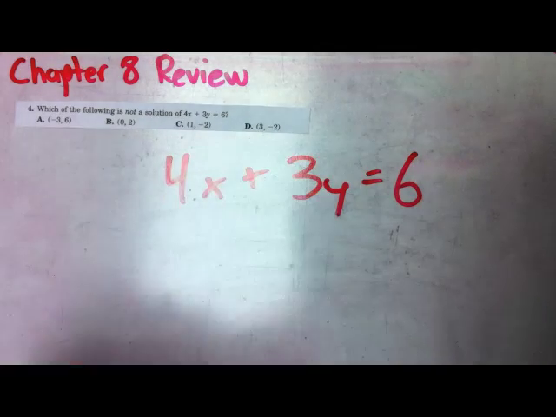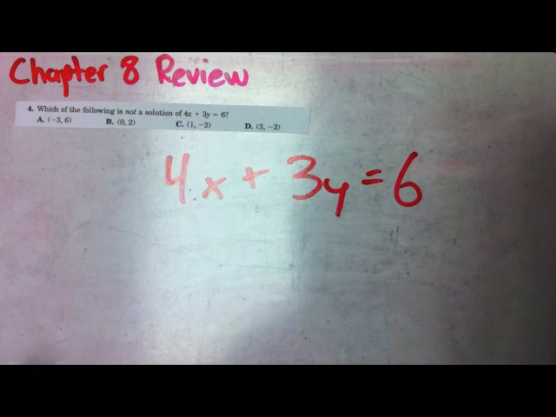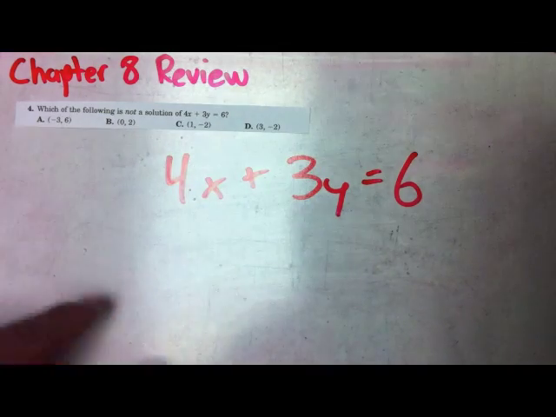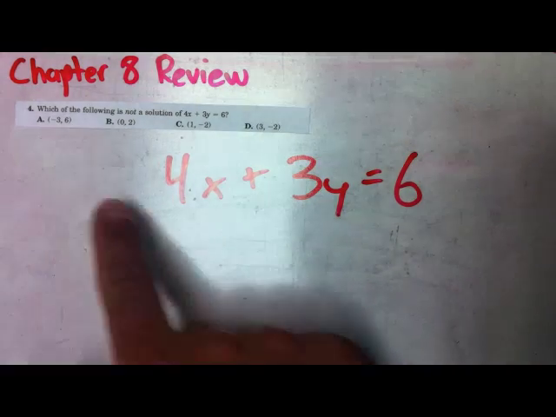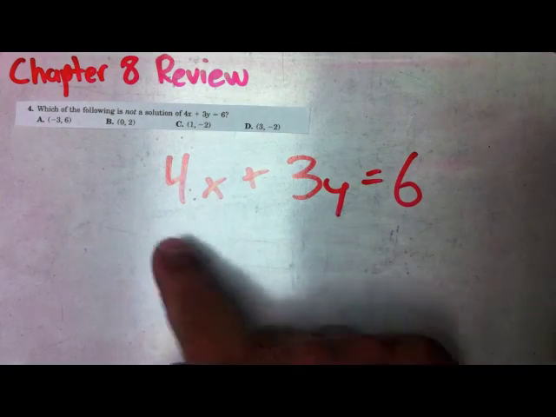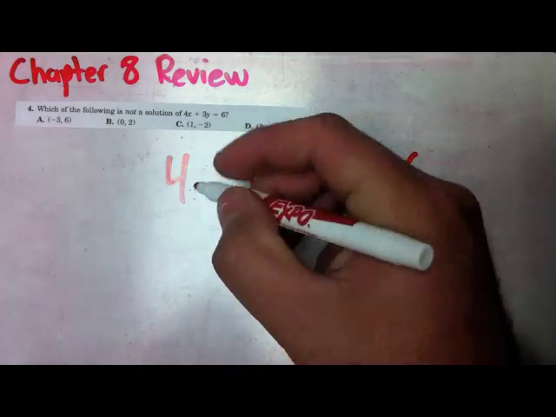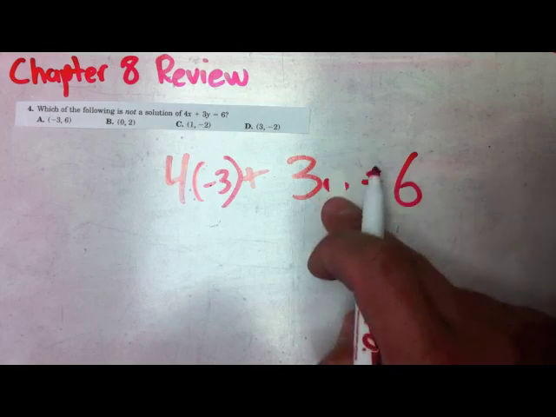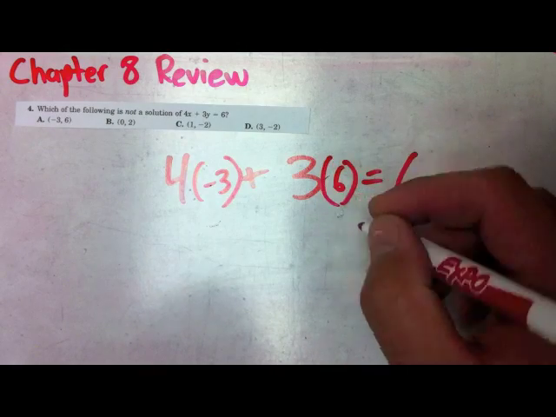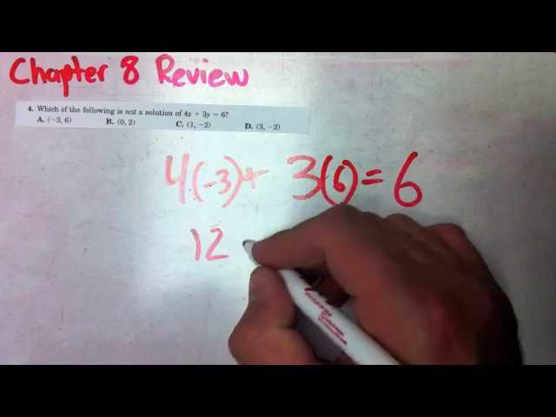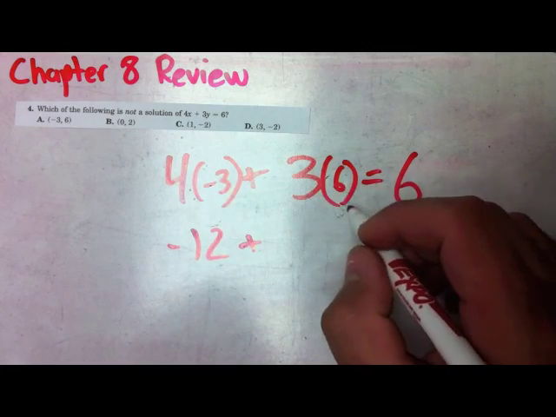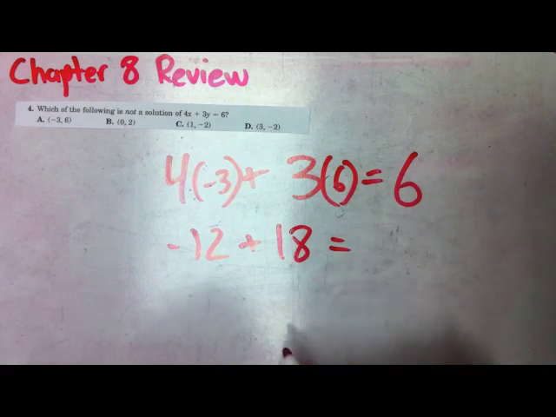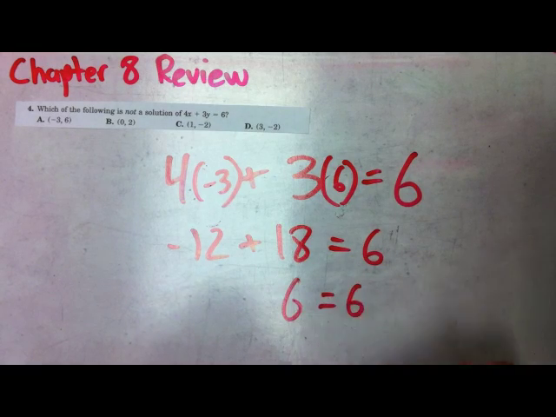But it gives us our 4 possible answers. So we have to plug in those 4 possible answers as the x and the y. Let's start with letter A. If A is correct, then whatever this equals should equal 6. For A, x is negative 3 and y is 6. So 4 times negative 3 is negative 12, and 3 times 6 is 18. So 18 minus 12 is 6. So 6 equals 6. Does that match up?